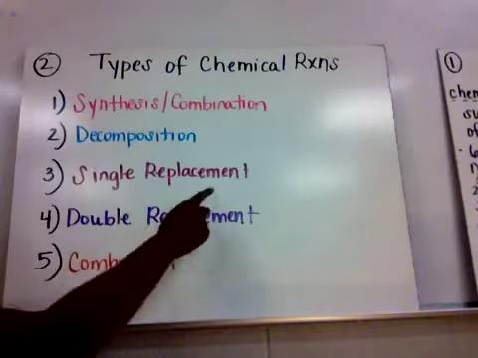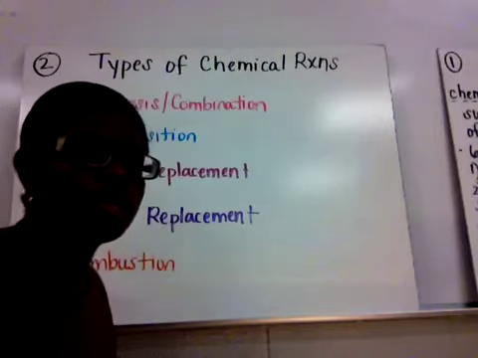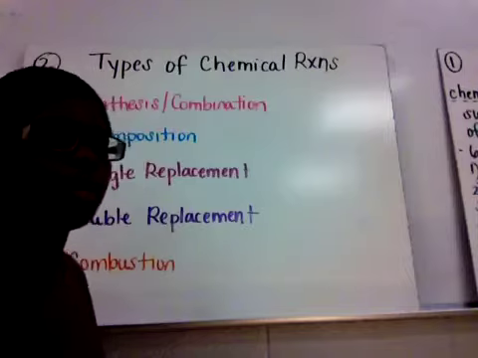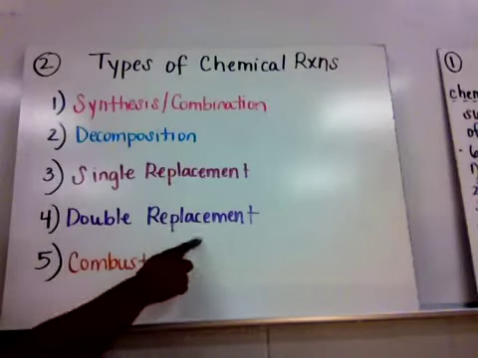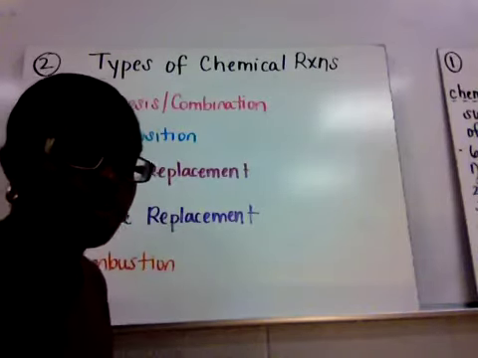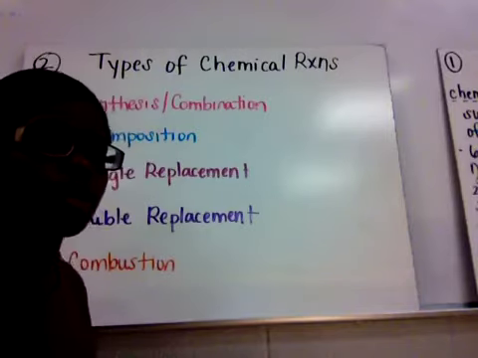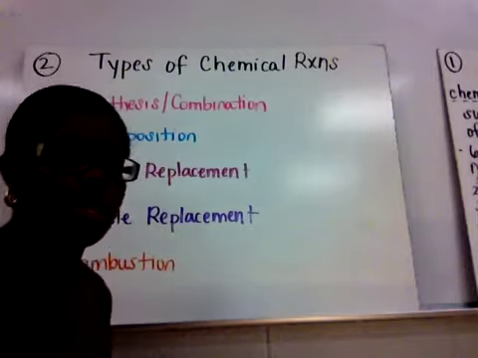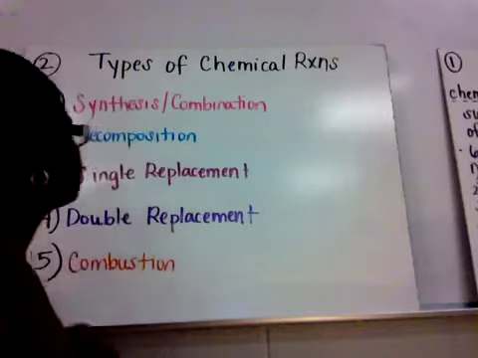3, single replacement reaction. Remember, single means one. So, if you have a single replacement, there's going to be one change or one replacement in that reaction. 4 is double replacement. Double means 2. You're going to have 2 changes, 2 replacements occurring in the reaction. And then everybody's favorite is the combustion. So this is when you would see your fire or explosion.